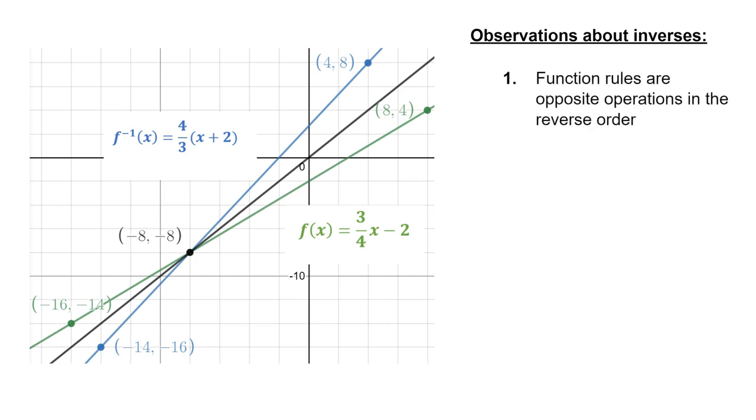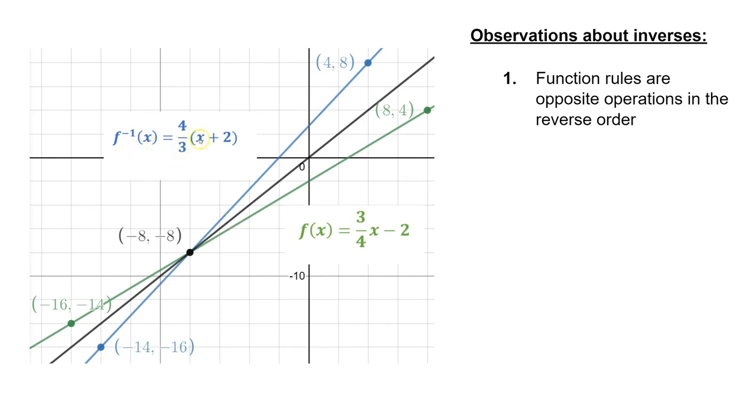So number one, these function rules are opposite operations in the reverse order. So for f of x, we have 3/4 times x minus 2. So the two operations are first multiplying by 3/4 and second subtracting by 2. So the inverse of that would be to add and then divide.